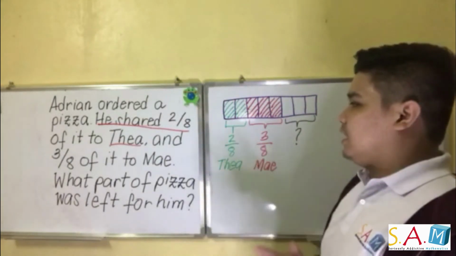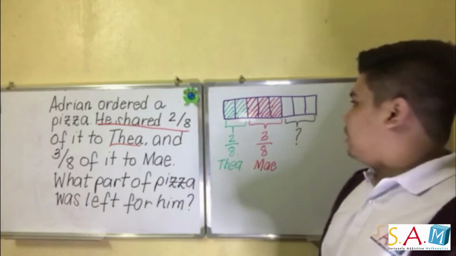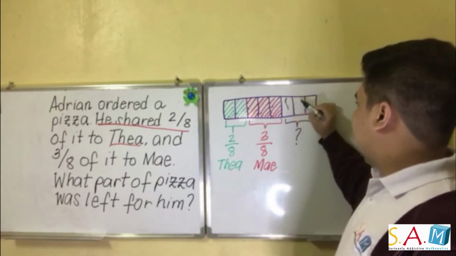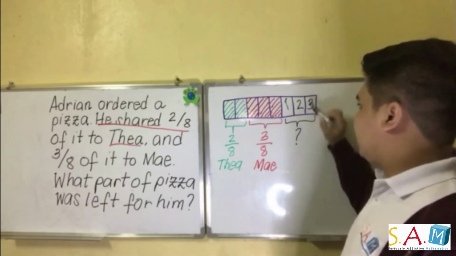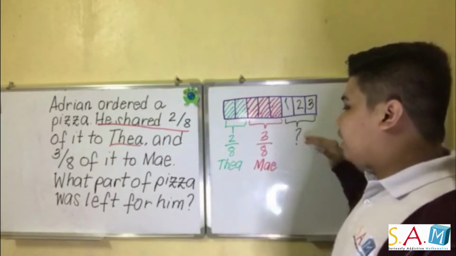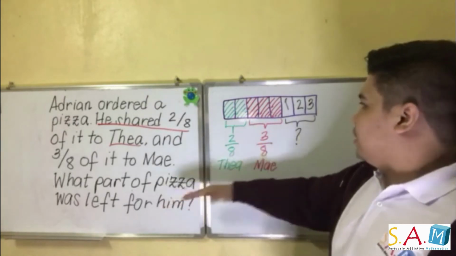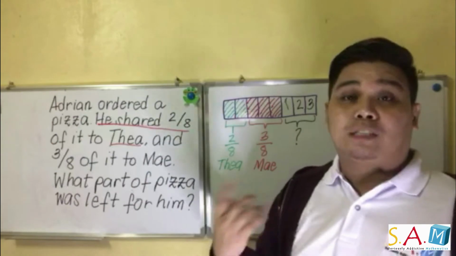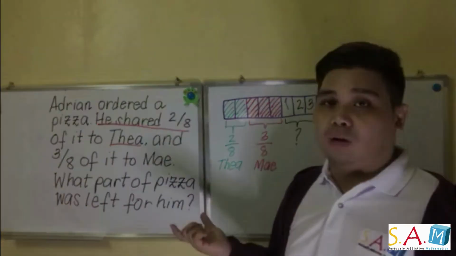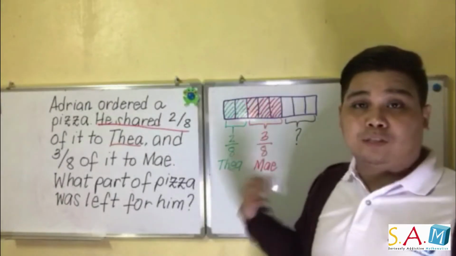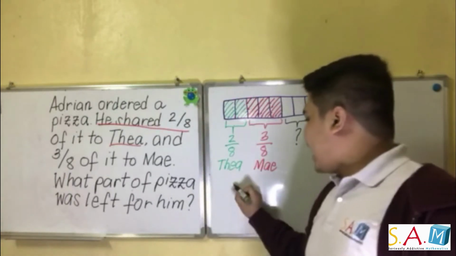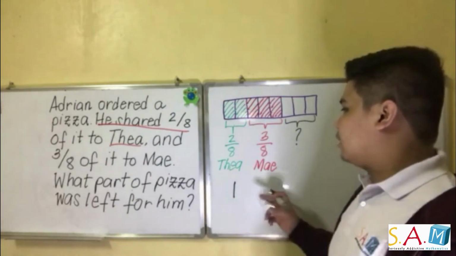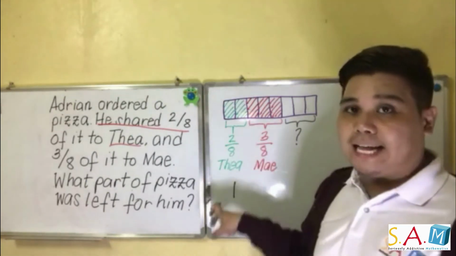But we can clearly see the answer to this problem because if we count this one, this is 1/8, this is 2/8, and this is 3/8. So, we can already answer this one using the pictorial method. But we're going to show you the abstract way of answering this one. Now, if we're going to solve it in abstract way, we know that we have one pizza. And we're going to subtract 2/8 and 3/8 from that pizza.